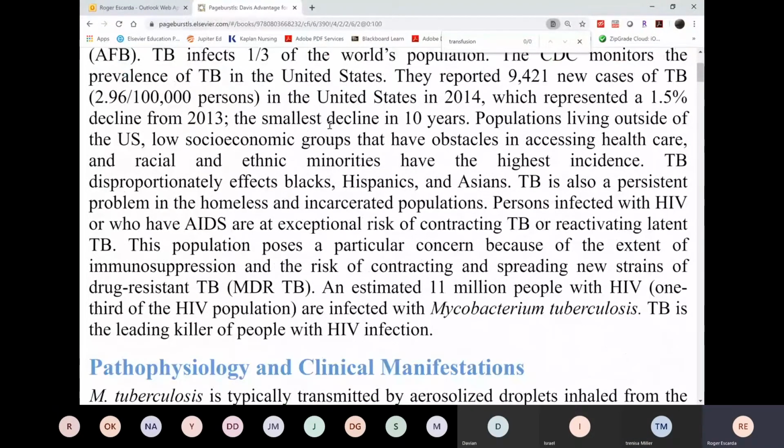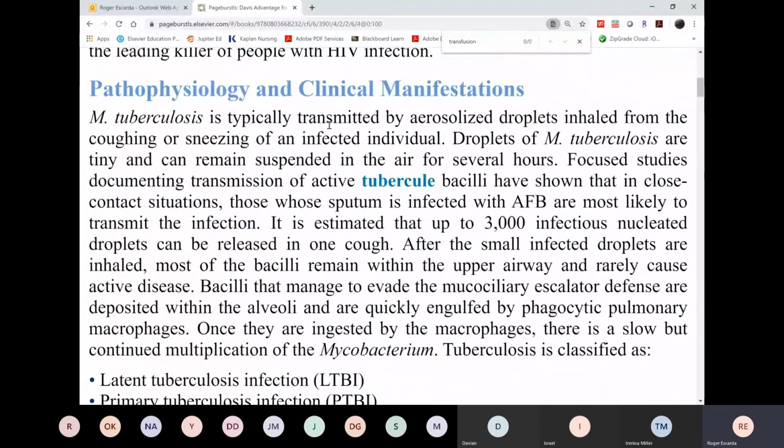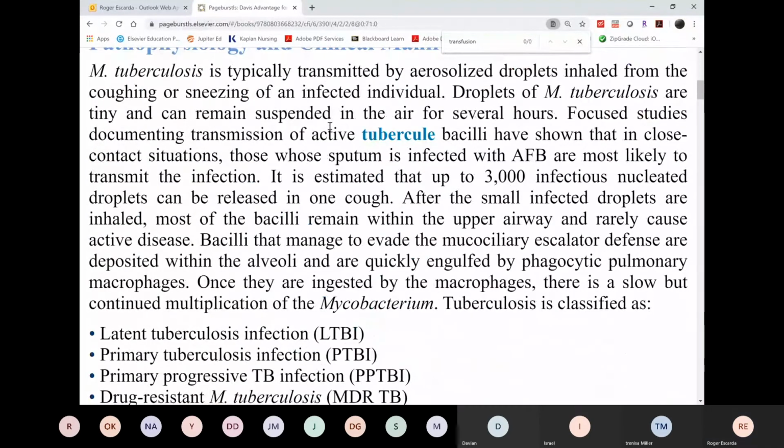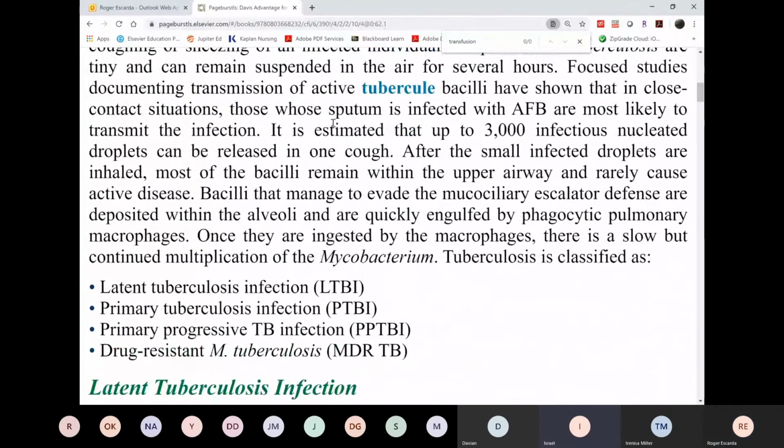So let's start with who gets TB. Anybody could get TB, but usually, a lot of homeless people get it, they're more prone to it. All right, so let's look at the types of TB and then we'll look at the risk factors.